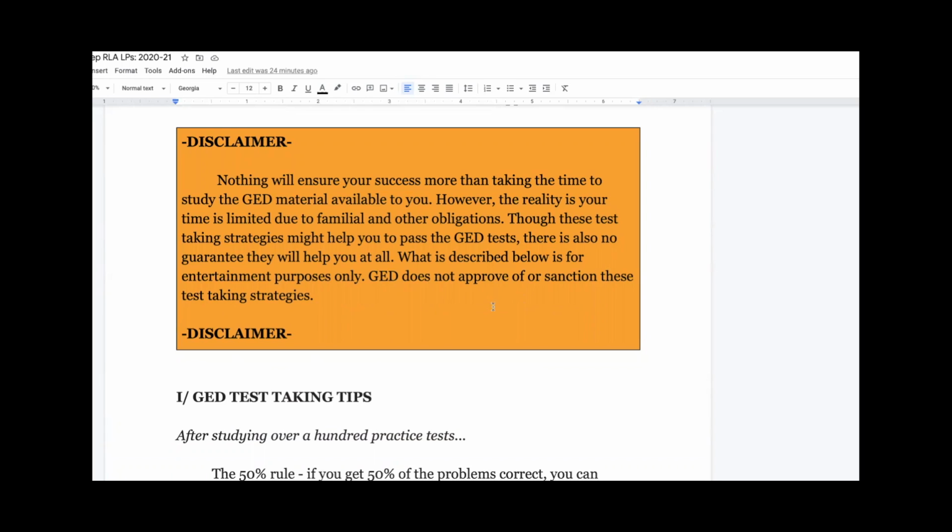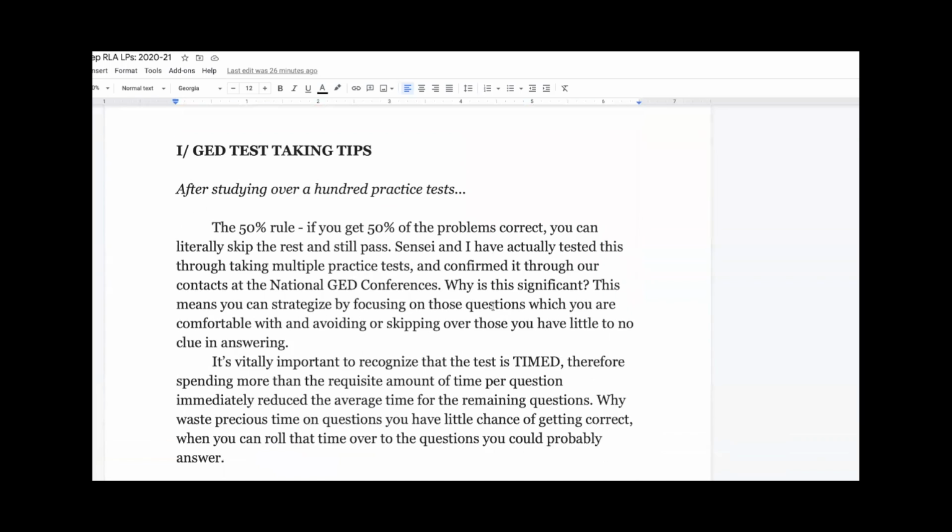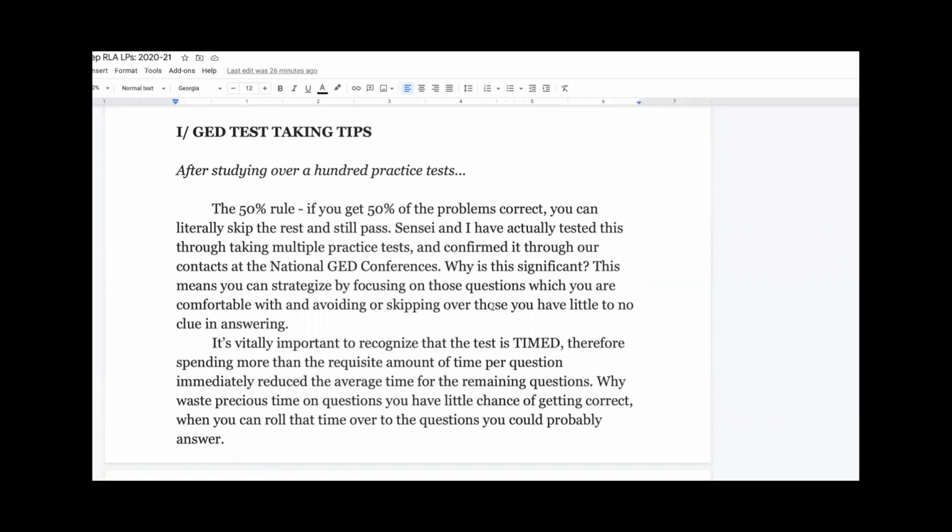Maybe you're shooting for a high score. This is designed to teach you the bare minimum and try to get that 145. But after studying the test, we took so many of them, we kind of came up with these tips, okay? Some of this stuff I've already mentioned, and I'm going to speed through it. I don't want to beat a dead horse, as they say.